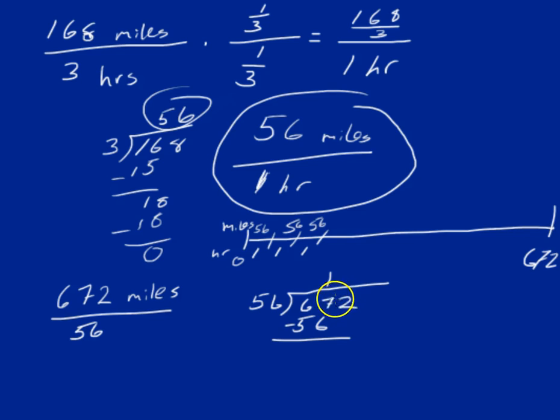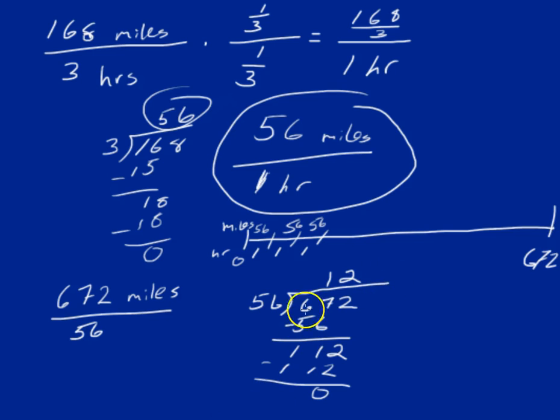You subtract, and 7 minus 6 is 1. Then we bring down the 2, and 56 goes into 112 2 times, and 56 times 2 is 112. Subtract, 0, and there's your answer: 12. So yeah, you can expect a nice even number. They're pretty kind about that.